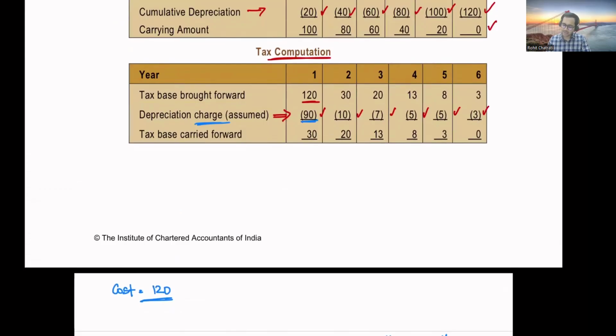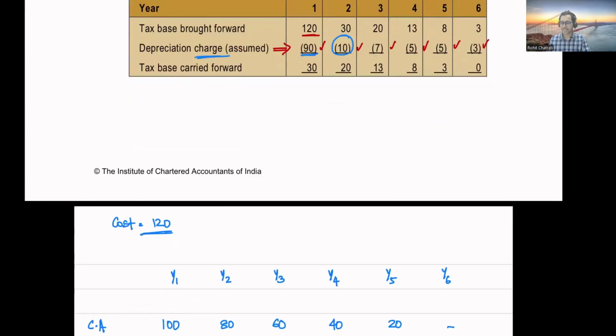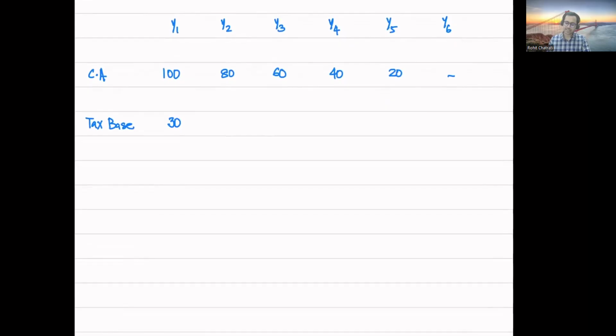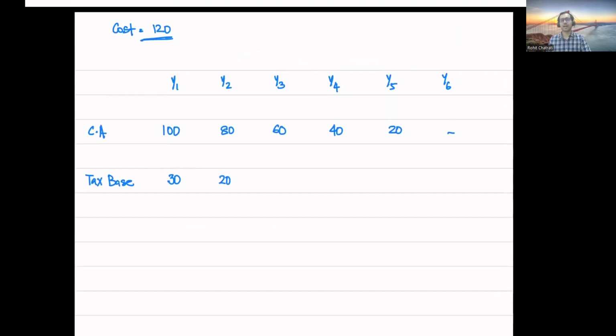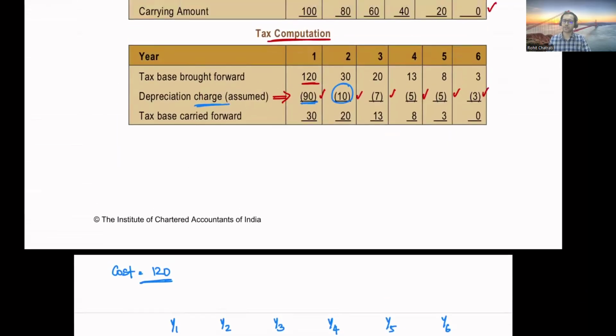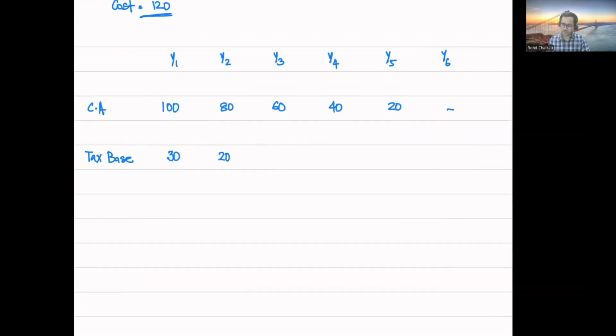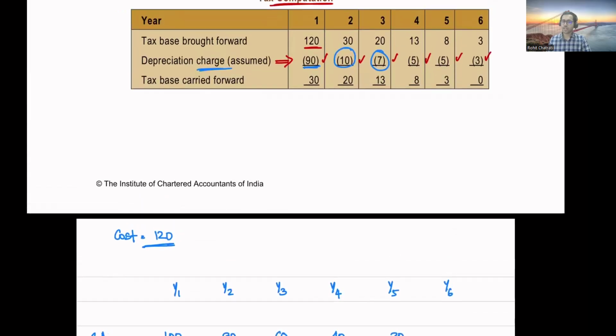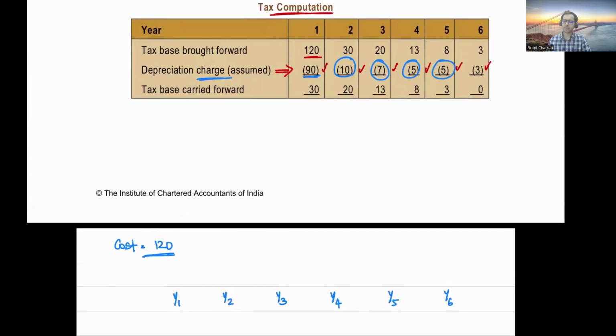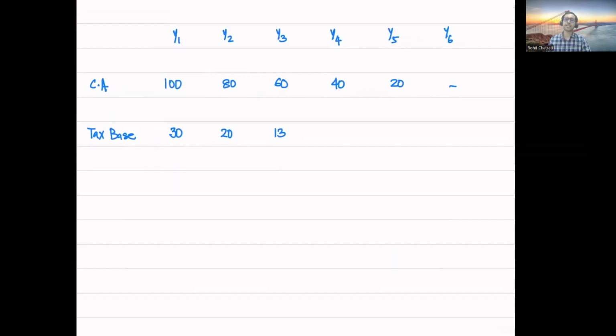Now in the second year, the tax depreciation is 10 rupees. So it'll come down from 30 to 20. The tax balance sheet will have this asset at 20 rupees at the end of year 2. The third year, it's 7 rupees. So from 20, I further deduct 7 and I'm going to have a tax base of 13. For year 4 and year 5, the tax depreciation is 5.